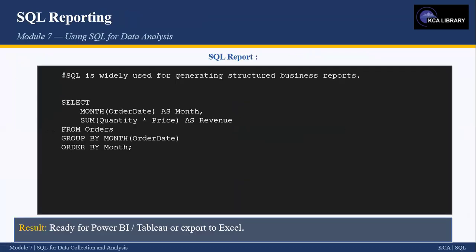SQL reporting. SQL is widely used for generating structured business reports. Here is a clean monthly revenue report. The report is generated using the query: SELECT MONTH(order_date) AS month, SUM(quantity * price) AS revenue FROM orders GROUP BY month ORDER BY month. This will generate a structured business report that can be used in Power BI, Tableau, or exported to Excel.